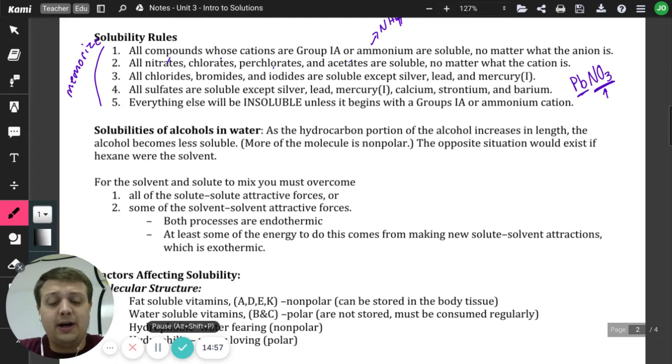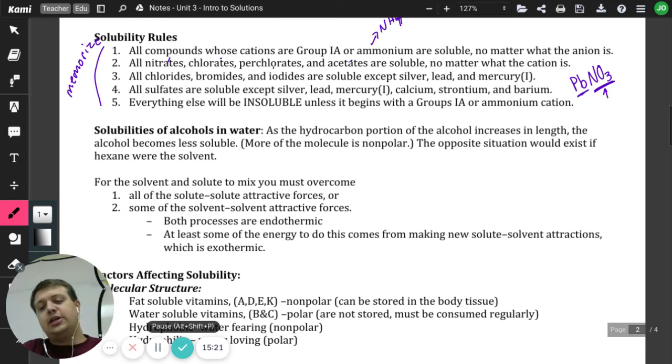Now, both of these processes are going to be endothermic. Endothermic, remember, means to absorb energy. And at least some of the energy to do this comes from making new solute-to-solvent attractions. So I'm going to have to add energy, because that energy is going to be absorbed into those molecules.